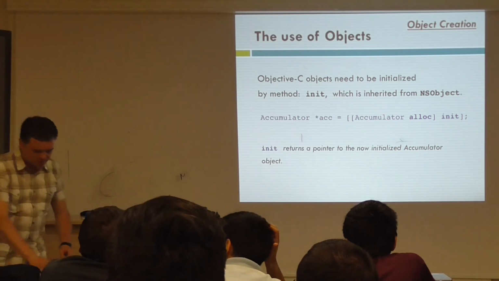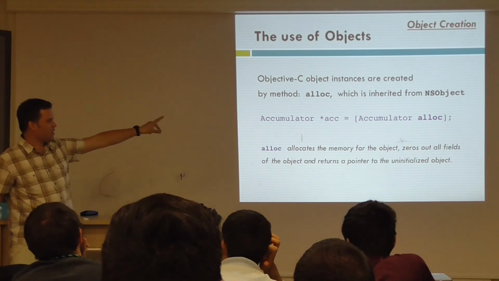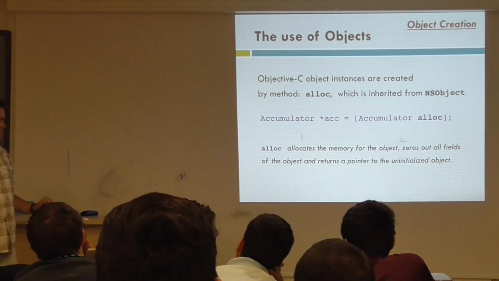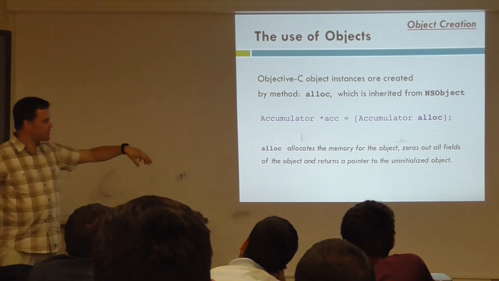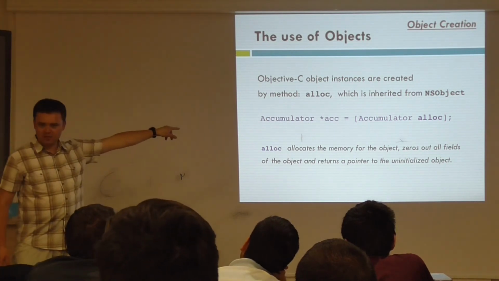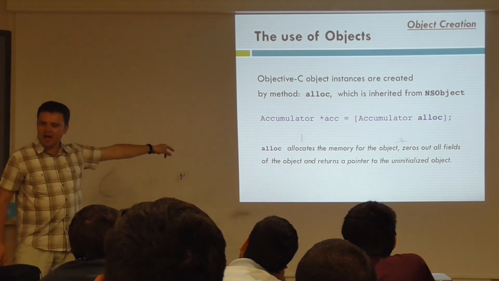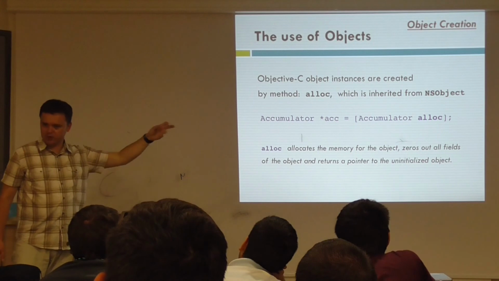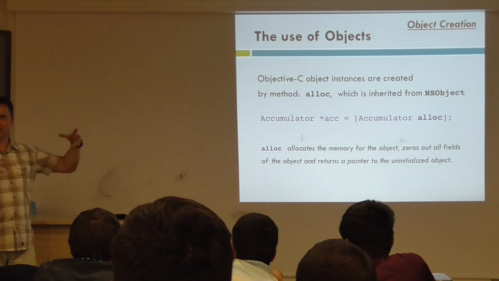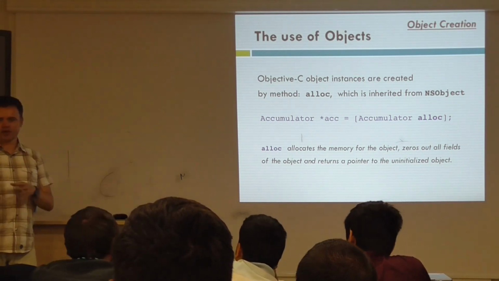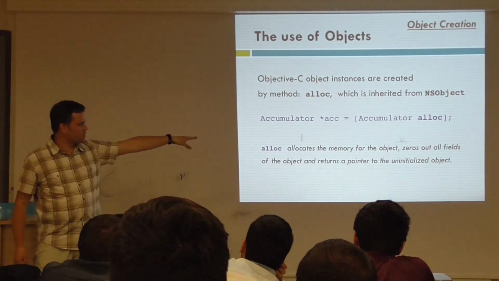So, just a minute. When we want to create an object, we can do something like that. Alloc is, we can say, a message sent to the class. So alloc is used with the class because it's a class method, not a method for instances of the class. So it's static, in other terms. Okay? Alloc allocates the memory for the object.